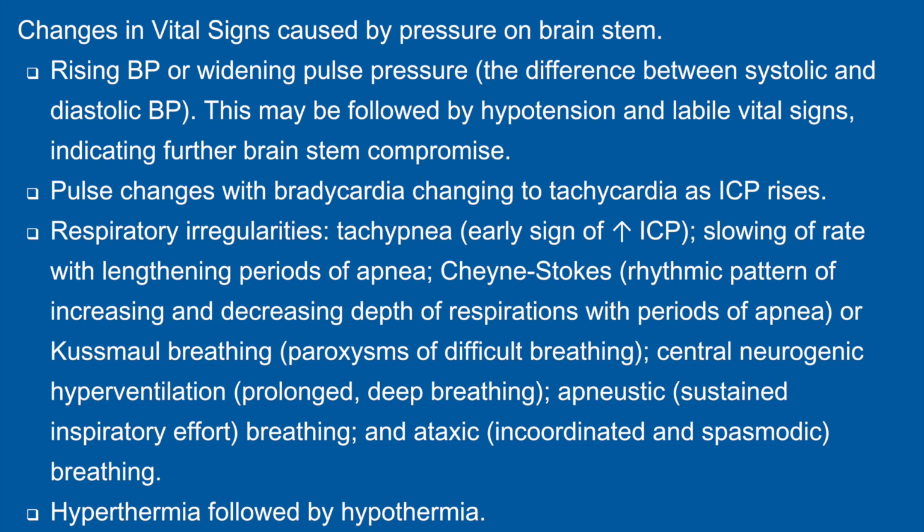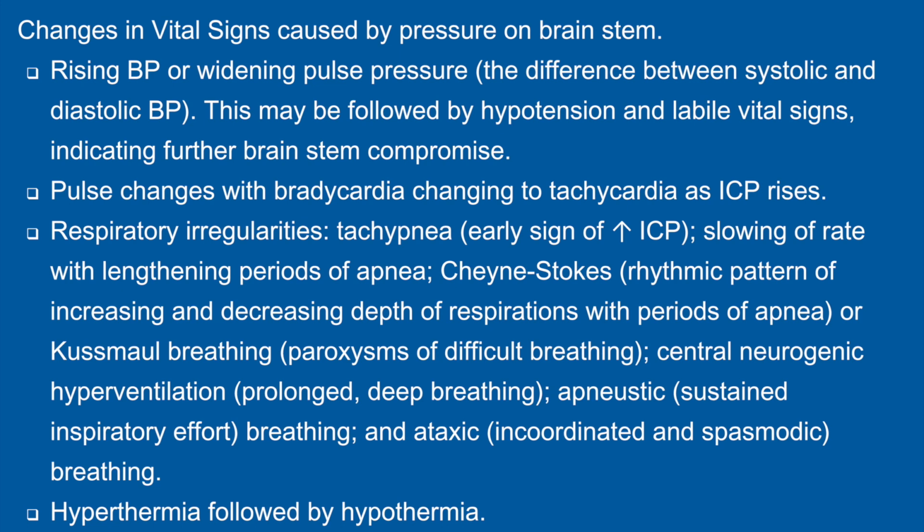Patient may have respiratory irregularities such as tachypnea, slowing of rate with lengthening periods of apnea, Cheyne-Stokes or Kussmaul breathing, central neurogenic hyperventilation that is prolonged deep breathing, apneustic breathing and ataxic breathing. Cheyne-Stokes breathing is the rhythmic pattern of increasing and decreasing depth of respirations with periods of apnea. Kussmaul breathing, also known as Kussmaul respirations, is an abnormal breathing pattern characterized by rapid, deep breathing at a consistent pace. It is a form of hyperventilation.